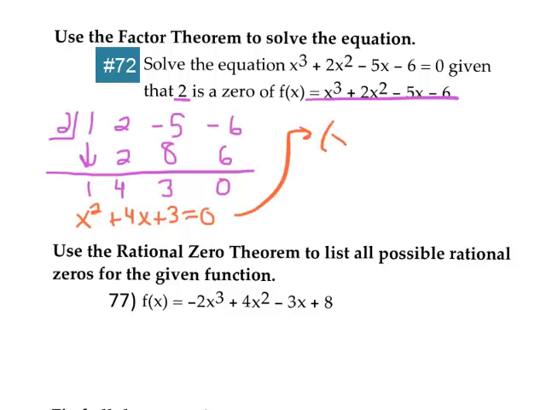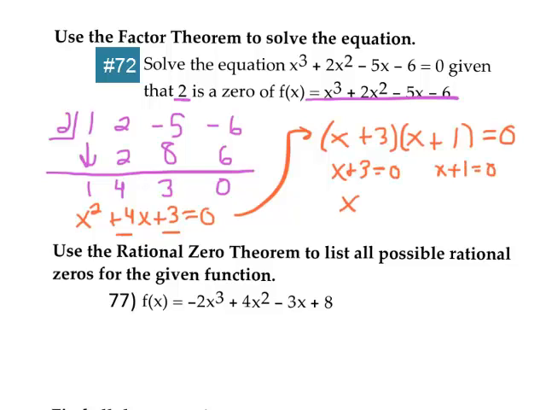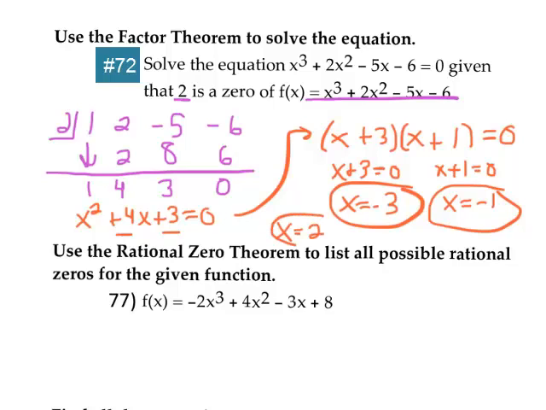So we factor that into 2 parentheses. What multiplies to get 3 and adds to get 4? I believe that would be 3 and 1. So we set each part of this equal to 0, and we solve. So x equals negative 1, x equals negative 3, and also x equals 2, which is the 0 they gave us, are all zeros of this polynomial equation.